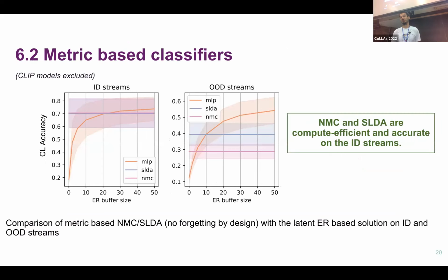Why is that the case? Because you can just use a simple metric-based classifier on top of your feature extractor, and such a classifier doesn't have forgetting by design, so you don't need replay there. This is something we also compared, or we tried to show in these plots.